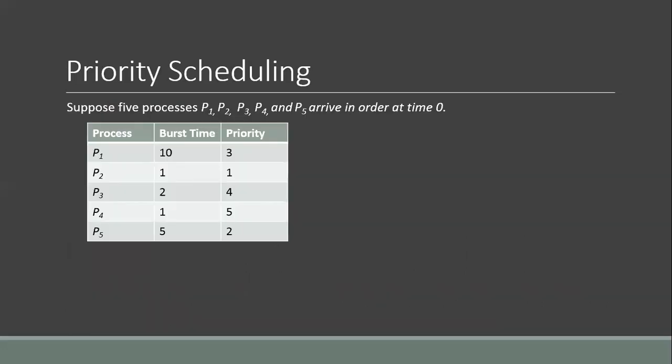Let's take an example to understand priority scheduling. Suppose 5 processes P1, P2, P3, P4, and P5 arrive in that order at time 0. This table gives the burst time for each of these processes as well as their priority values. The smallest integer value represents the highest priority in this case.